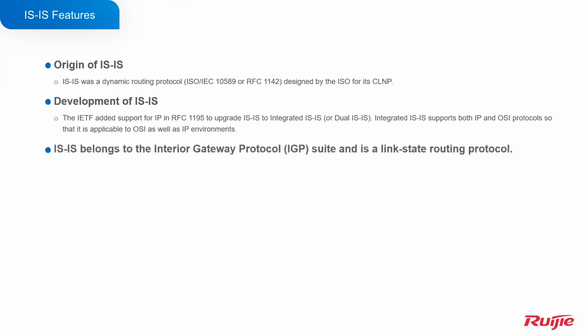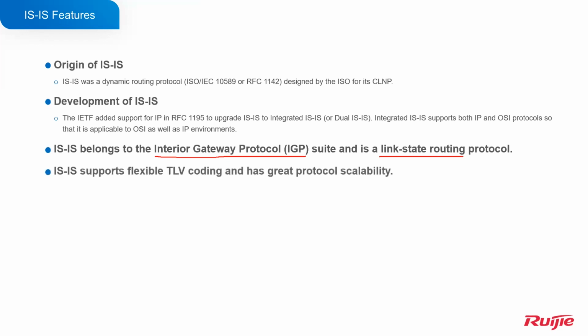Another is that ISIS belongs to the IGP protocols, okay? And it is also a link state routing protocol. So if you deploy ISIS, you get all the features of the link state algorithm. There is no loop, right? You have to establish neighbors, then exchange link state information, and finally calculate route information. This is a similar step to OSPF.